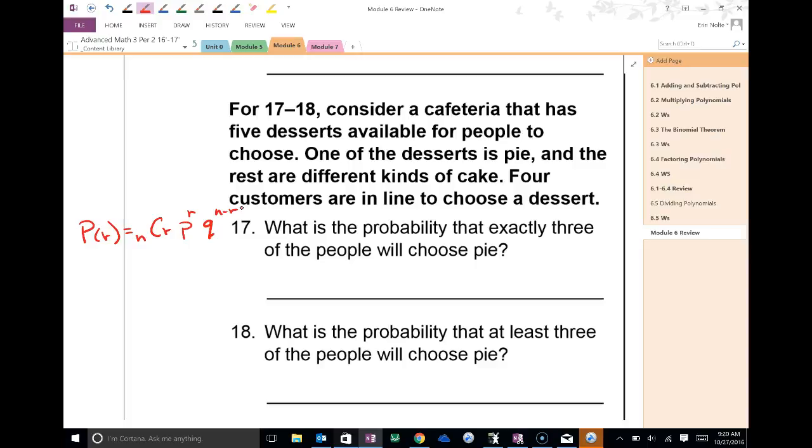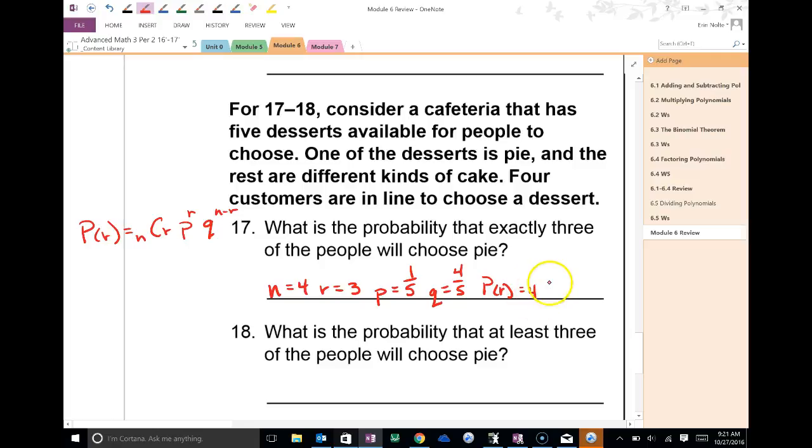Okay, so let's identify the variables. N is the number of opportunities. That would be 4. How many people are in line? 4, very good. Our R is how many successes we want of those 4 people. How many are we looking for? 3. Our P is the probability of choosing a pie. So if the cafeteria has 5 desserts, one of those desserts is a pie. What is the probability you'll get a pie? 1/5. What is the probability that you will not get a pie? 4/5. Good.